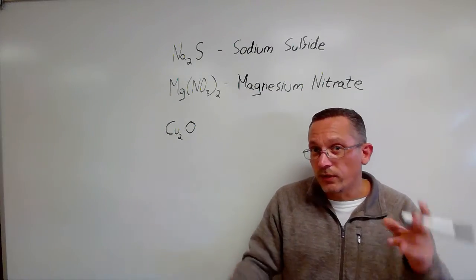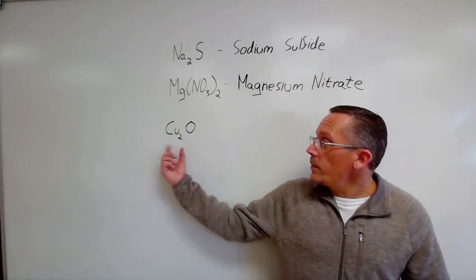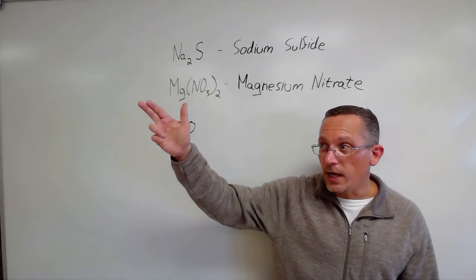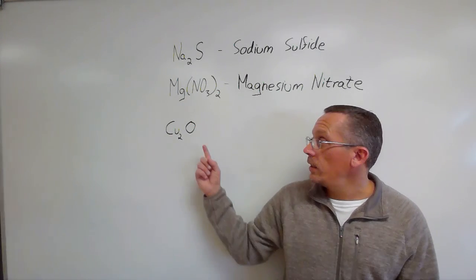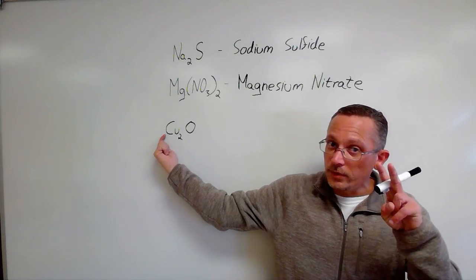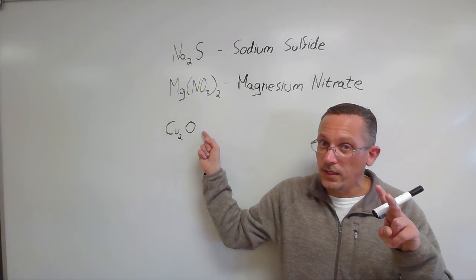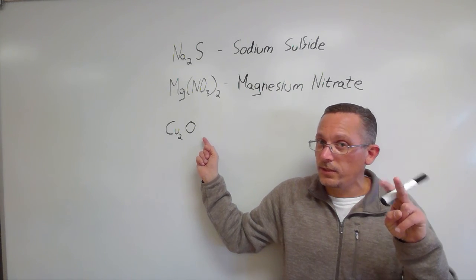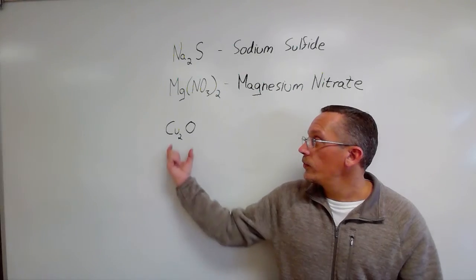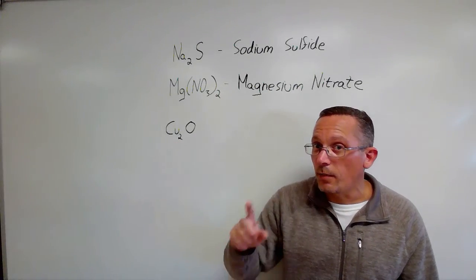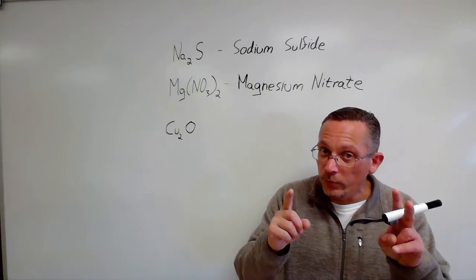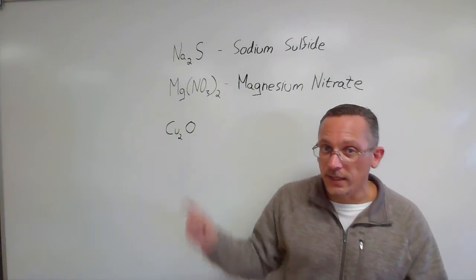So how do we figure out what that Roman numeral is going to be? Well, there's 2 coppers and there's 1 oxygen. If you look at where oxygen is on the periodic table, it's a -2. So the 2 coppers have to balance a -2. So how much is each copper? Each copper's got to be a +1. So this copper ion is the copper 1 ion. So this will be copper, Roman numeral 1, oxide.